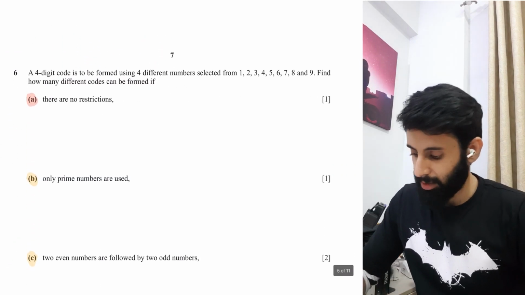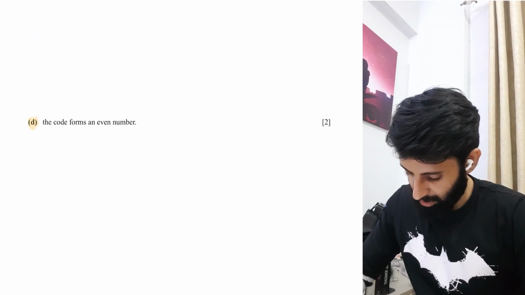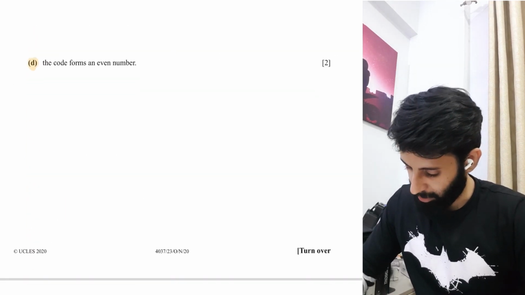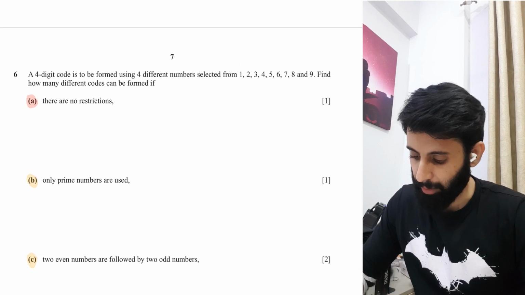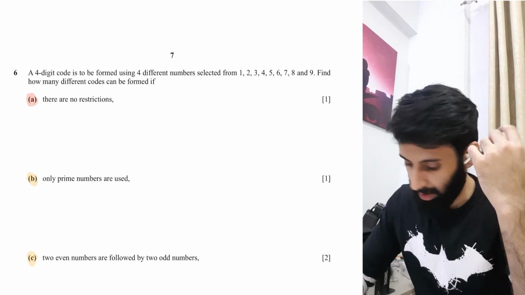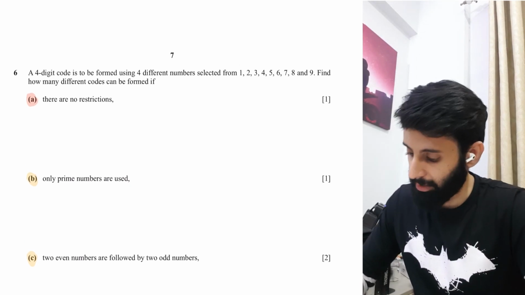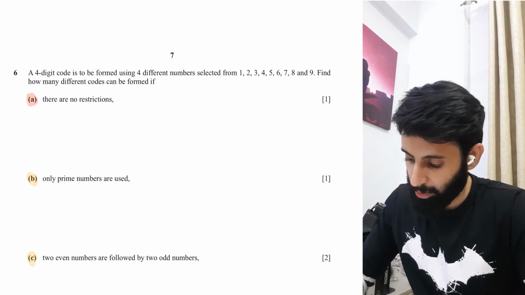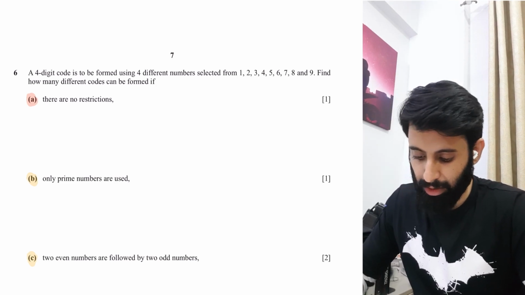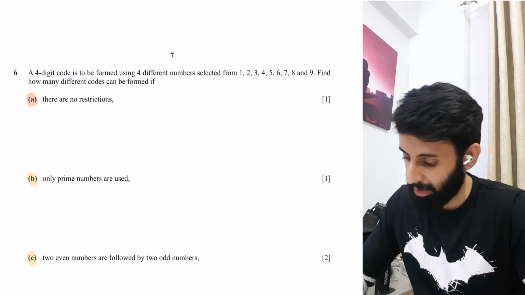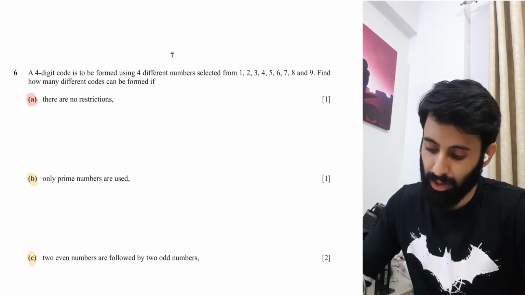Okay, then we come to another question, which is question number 6, and this is from October-November 2020, paper 2, variant 3. Okay, let's see what it says. So again, it's a number question, and let's see what the difficulty level is like. It says a 4-digit code is to be formed using 4 different numbers selected from 1, 2, 3, 4, 5, 6, 7, 8, and 9. Find how many different codes can be formed if there are no restrictions.